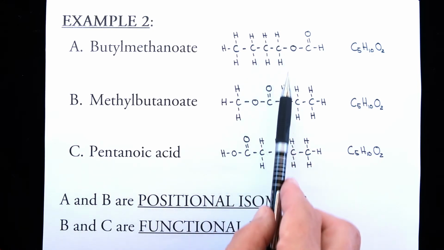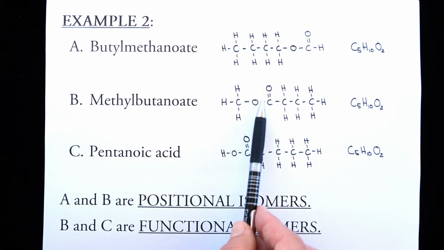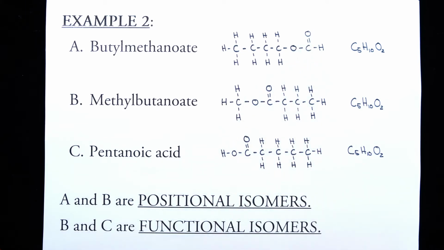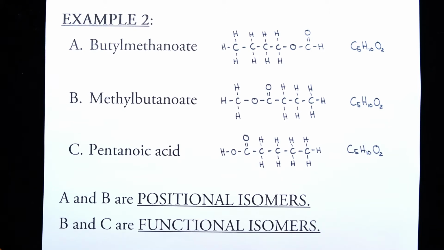Both of these molecules have 5 carbon atoms. Pentanoic acid also has 5 carbon atoms, but it has a carboxyl group as a functional group, whereas the esters have the double bond O and the single bond O. So they have different functional groups. A and B have the same functional group, but the position differs. C has a completely different functional group.